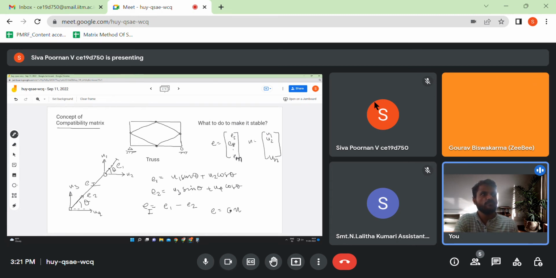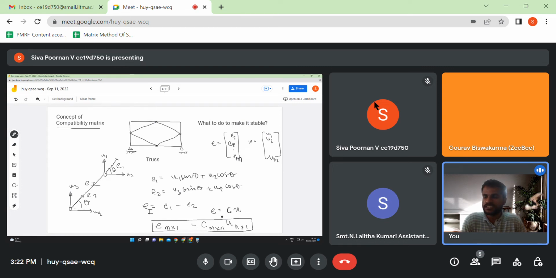So what should the C matrix be? The C matrix connects these two. Therefore the C matrix will be of size M cross n. Then U will be n cross 1 and E will be of size M cross 1.